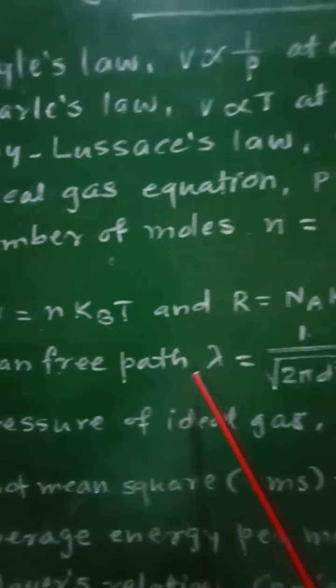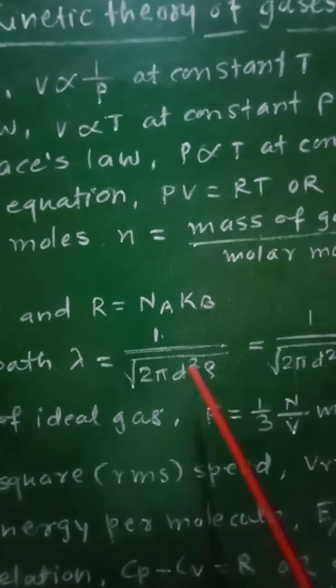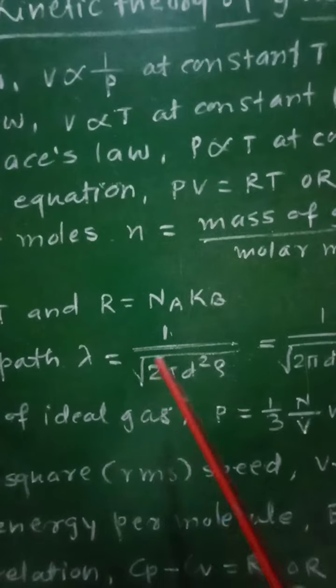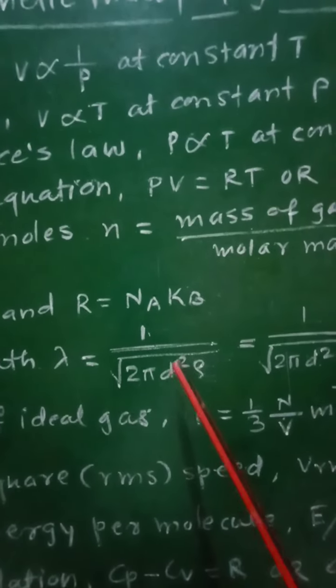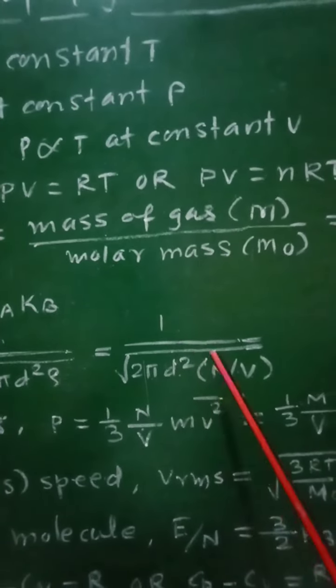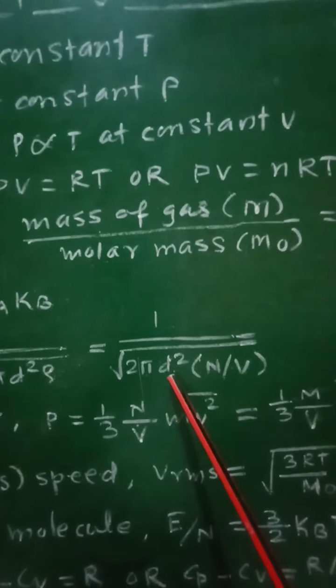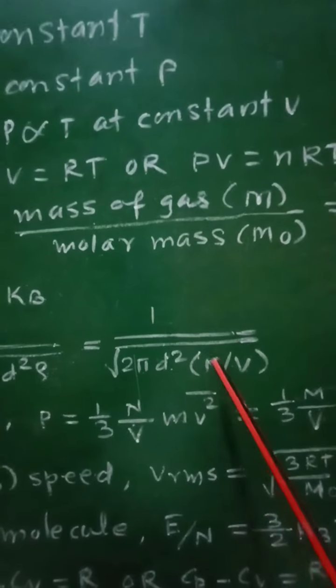Then seventh formula is for mean free path. Mean free path, lambda is equal to 1 upon square root of 2 pi d square rho, where d square is the square of diameter, and rho is the density. That will be written as 1 upon square root of 2 pi d square into N by V.